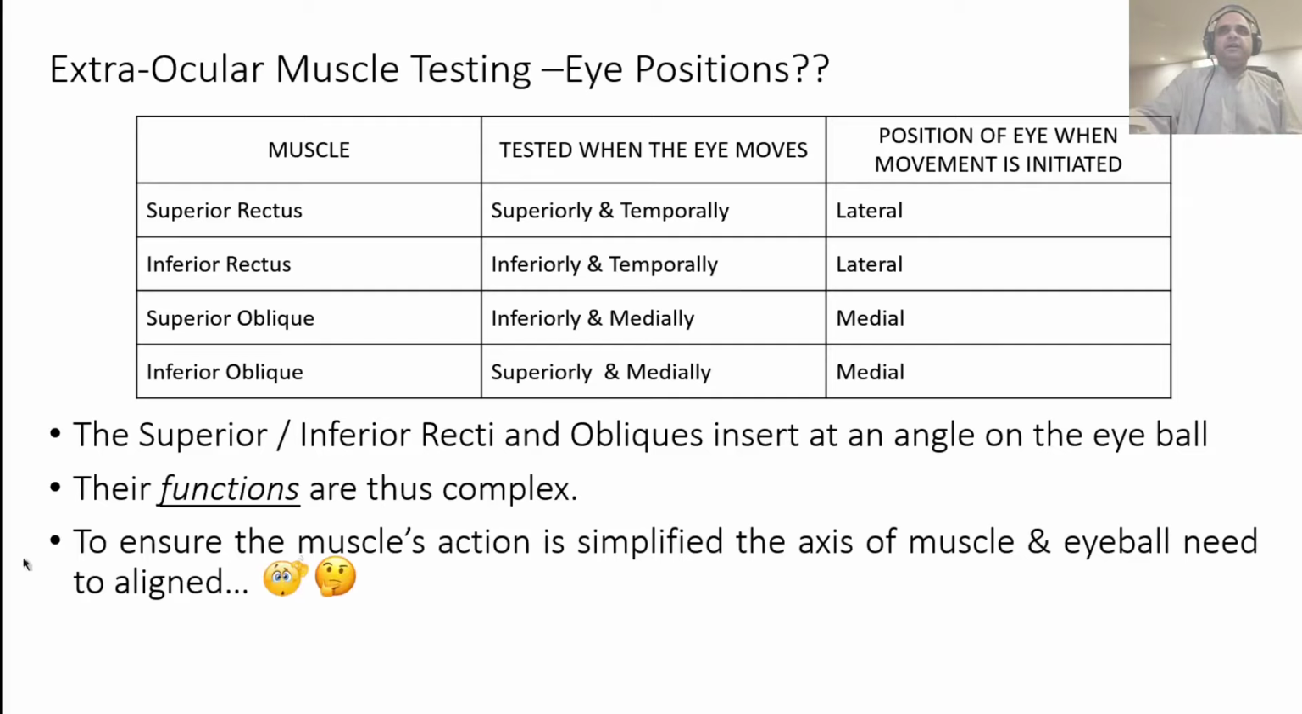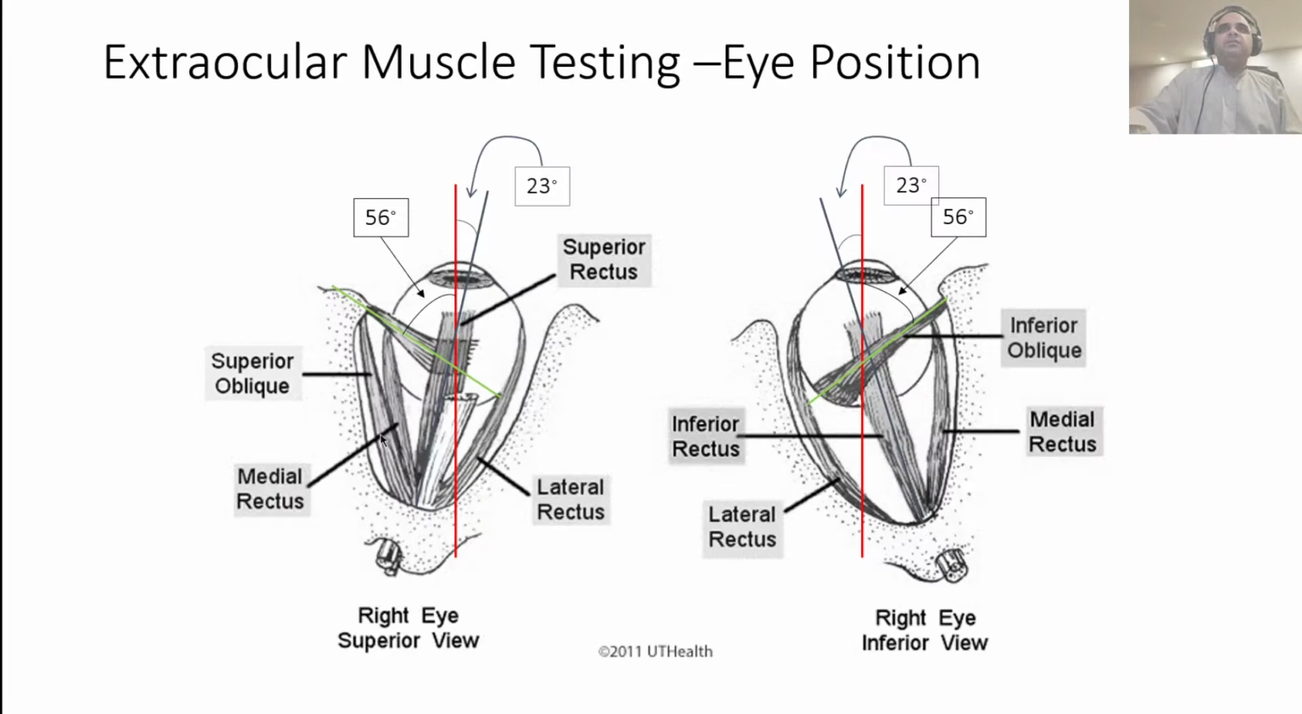So this is what I mean by that. These are the two views of the same orbit. This is the right eyeball in the right orbit. This is from looking at the top. So there is the cranial cavity, and the cranium has been removed and the floor of the orbit has been removed in this case. So this is the same eye, superior view, inferior view. This is the superior rectus and this is the inferior rectus. This is the inferior oblique and this is the superior oblique.